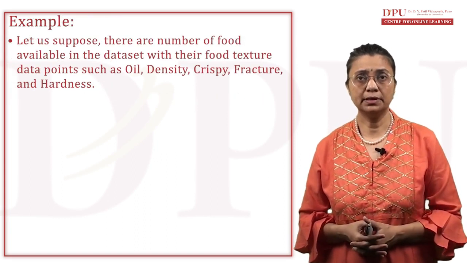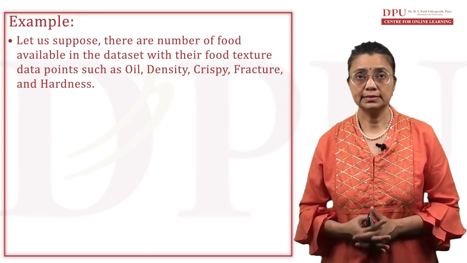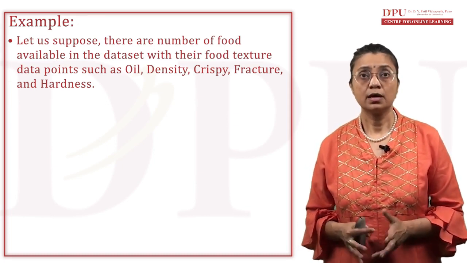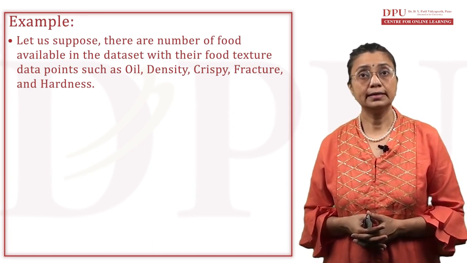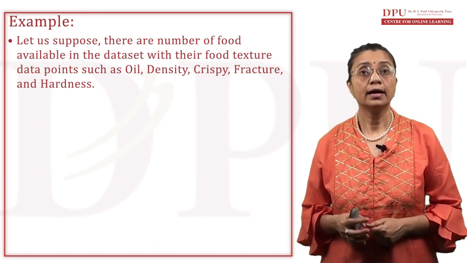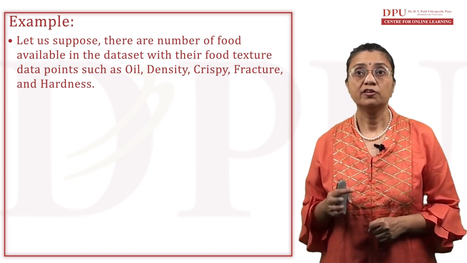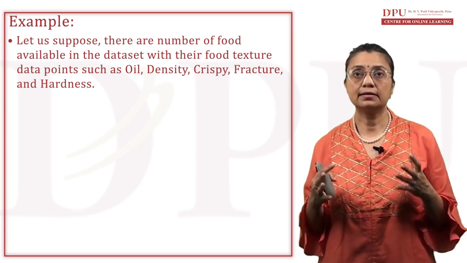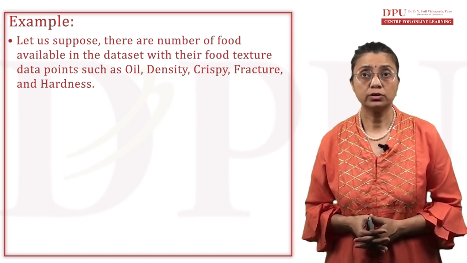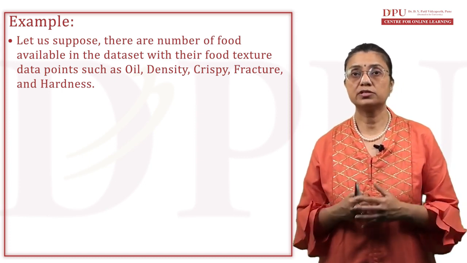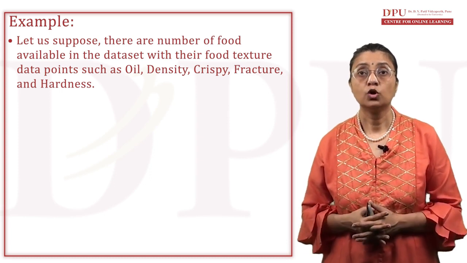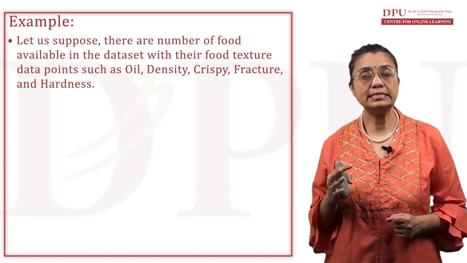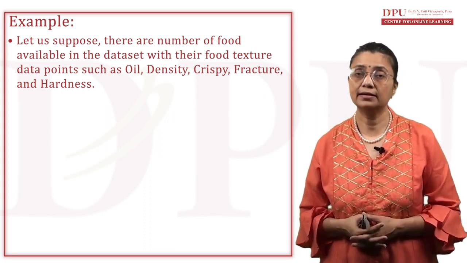Let's take one example and understand it. Let us suppose there are a number of foods available in the data set with their food texture data points such as oil, density, crispy, fracture and hardness. Mainly we are saying that there is a data set of foods and their texture data points are divided into 6 categories. We can say 5 categories: oil, density, crispy, fracture, and hardness.